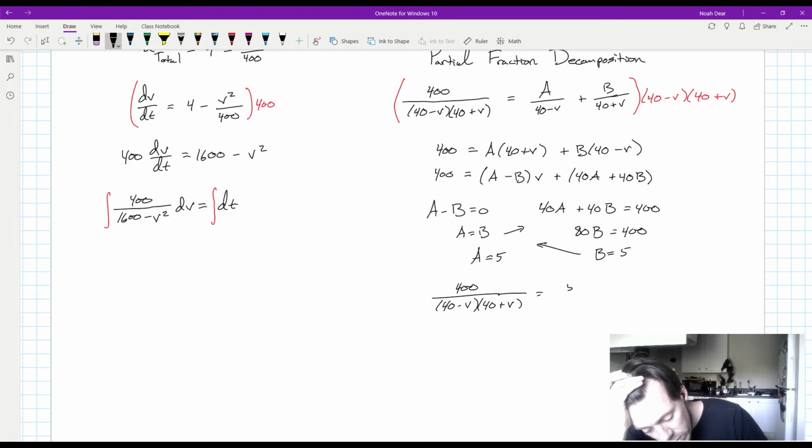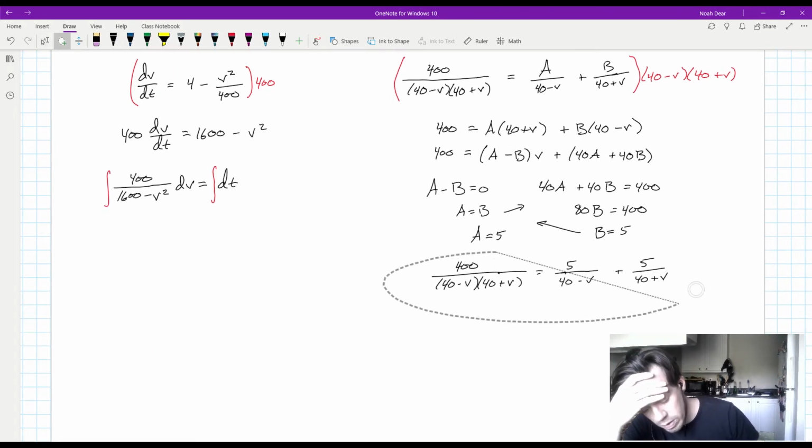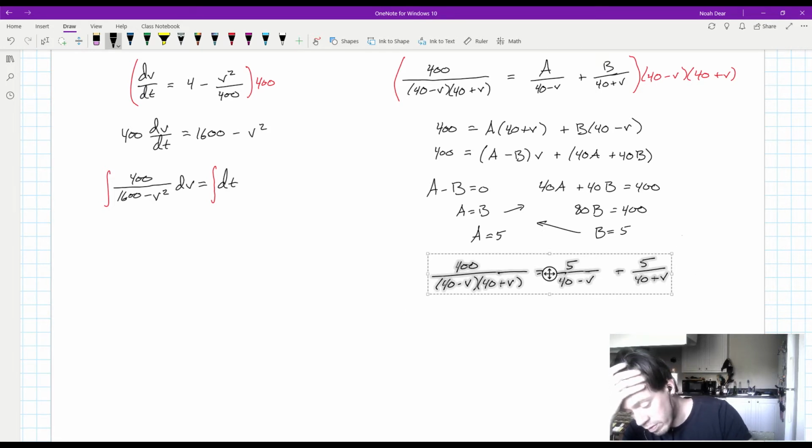This shows us that our original fraction, 400 over 40 minus v times 40 plus v, is equal to 5 divided by 40 minus v plus 5 divided by 40 plus v. So we're going to take this and insert it. I'll change the color here, give it blue, to show you that this is now being inserted for the left side integral.